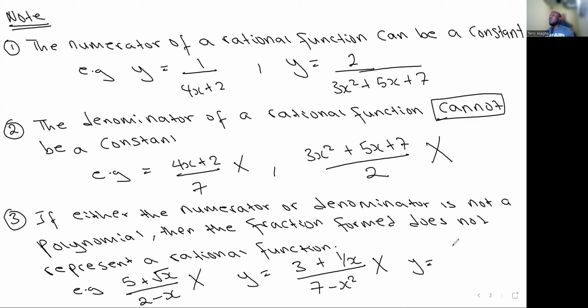Or maybe if you have something like 3x minus 5 divided by 1 over x plus 2. Now we have a linear function in the numerator, but the denominator here is not a polynomial. So that means this is not a rational function. For it to be a rational function, both the numerator and the denominator have to be polynomials, because a rational function is a ratio of polynomials.